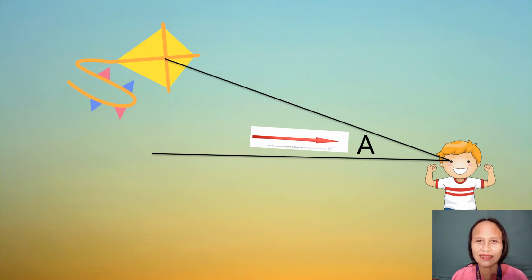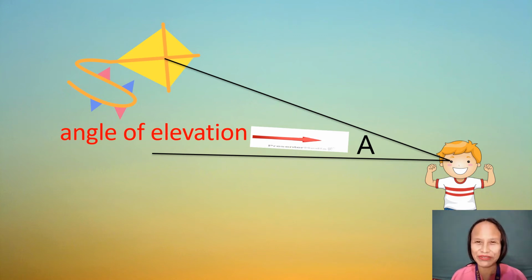Angle A is an angle of elevation. Very good. Who got the correct answer? Well done. Why angle of elevation? It's because it is from the horizontal line of sight of the observer to the object above. What's the object above? It's actually a kite. So, another.